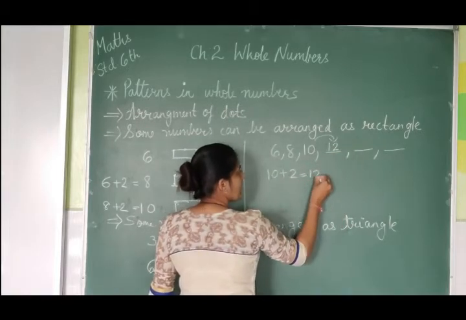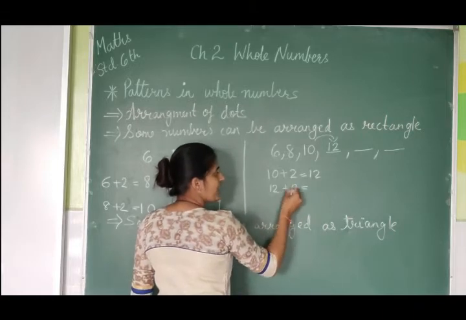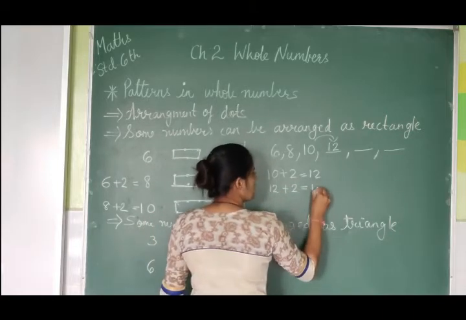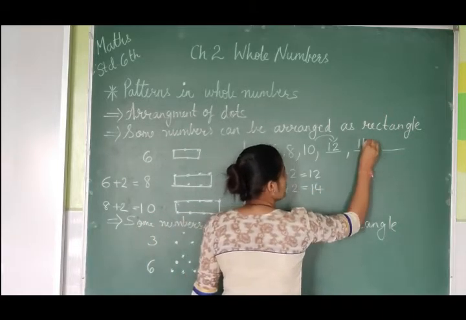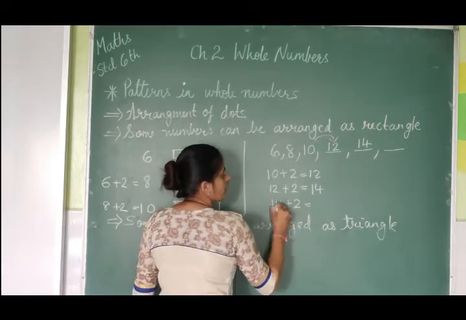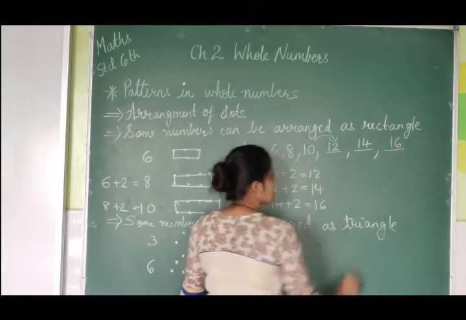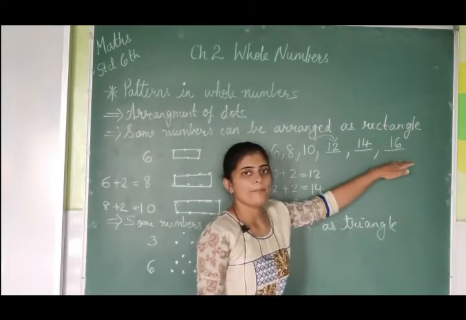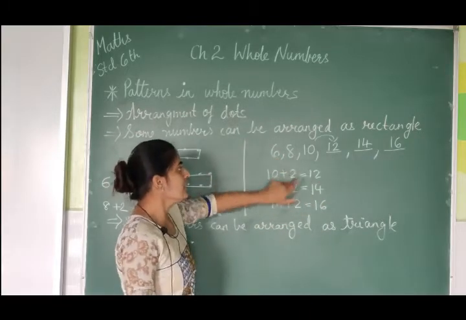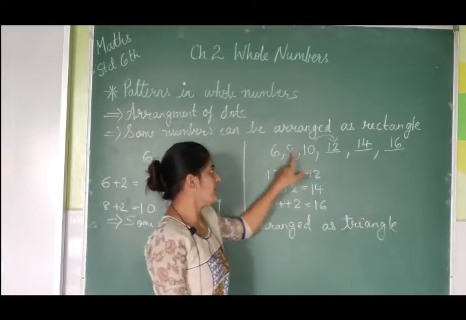Again, to 12 you have to add 2, so 12 plus 2 will be 14. So the next number will be 14. After that, 14 plus 2, what will you get? 16. So the next number will be 16. So this is one pattern: you add 2 to each number to get the next number.